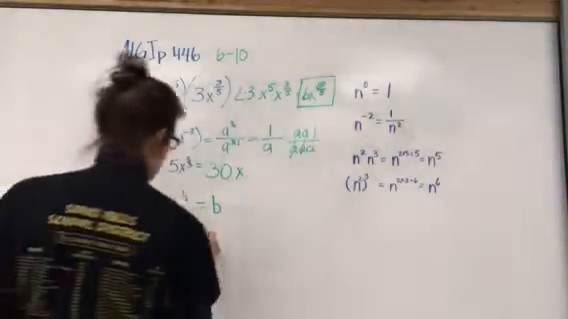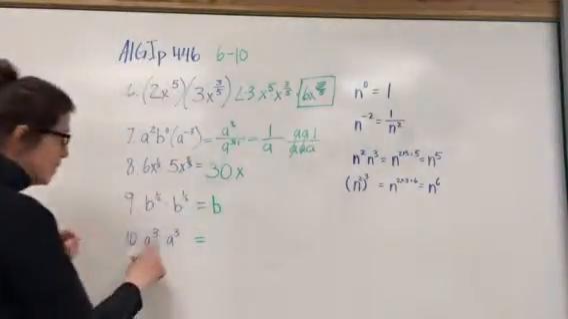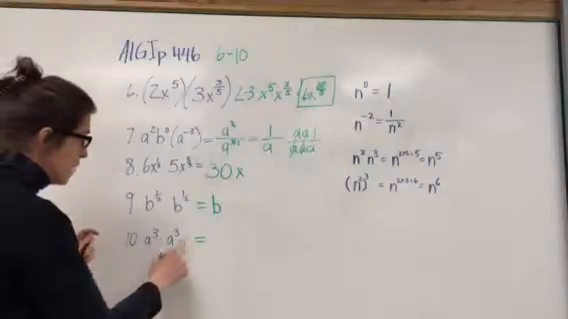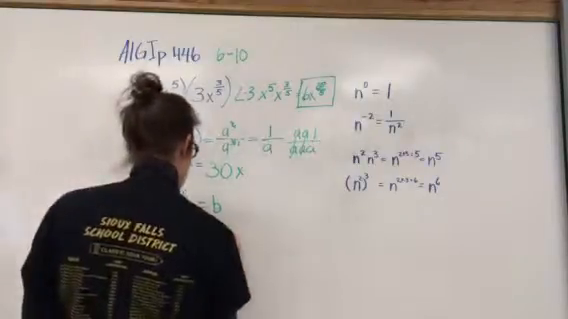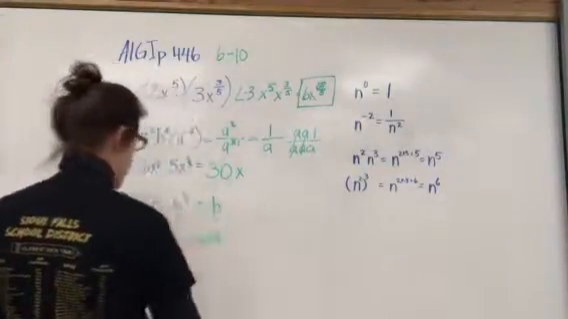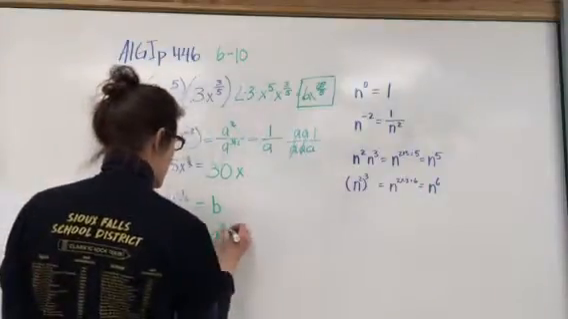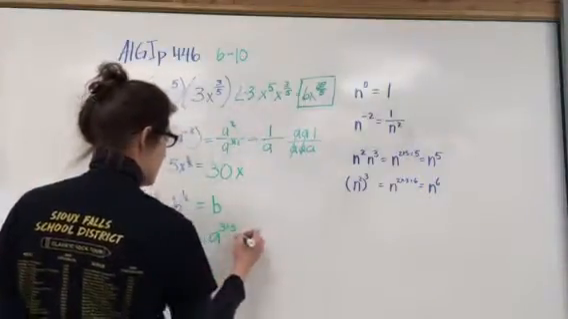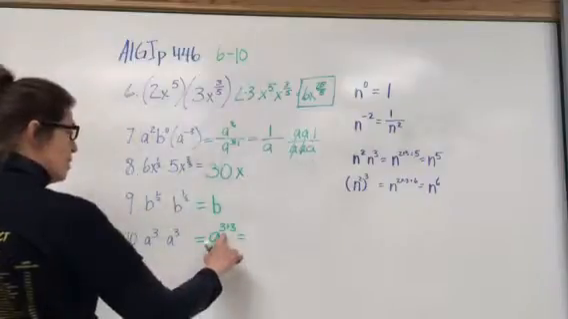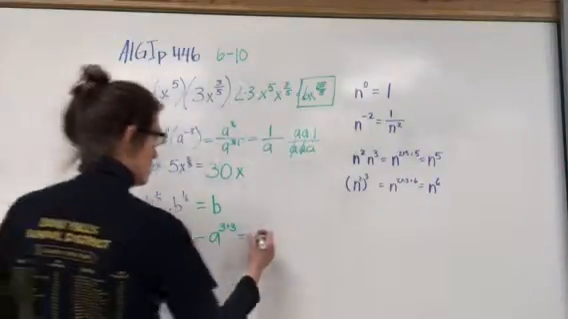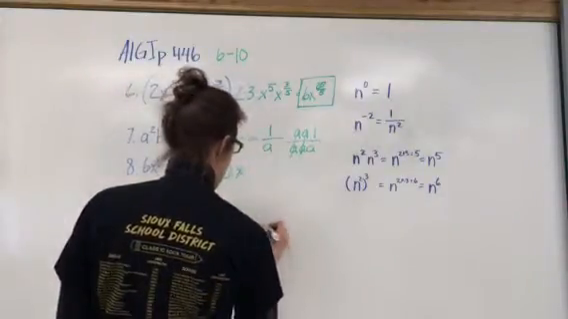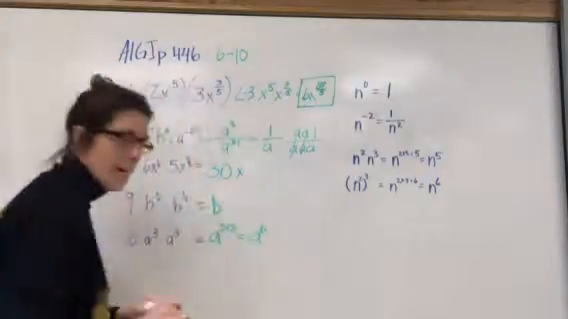All right, last one. A to the 3rd times a to the 3rd. What do we do when we have exponents with this and we're multiplying? We're adding them. So a to the 3rd, and we add this 3rd, we get a to the 6th. Okay, there you go.